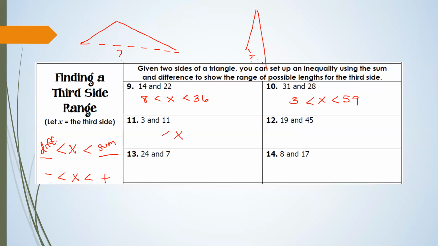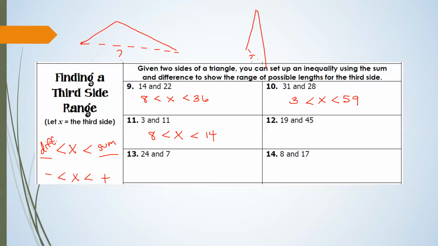So in number 11, subtract your 2 numbers, we get 8, and add your 2 numbers. So if I gave you 2 pieces of string, one was 3 inches long and one was 11 inches long, I asked you to create a triangle and tell me the length of the third side, that third side would have to be bigger than 8, but less than 14.